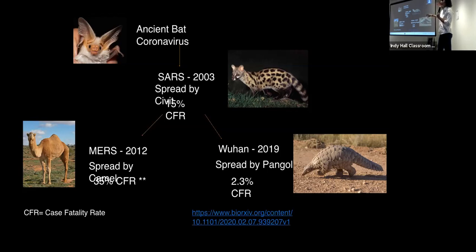Once you are admitted to a hospital, shown to be seropositive, and doctors say that you are in critical care, that's the probability that you will die once you are in critical care. You can't really see it, but SARS was 15%, MERS was 35%, and this most recent one is actually only 2.3% if you really think about it.